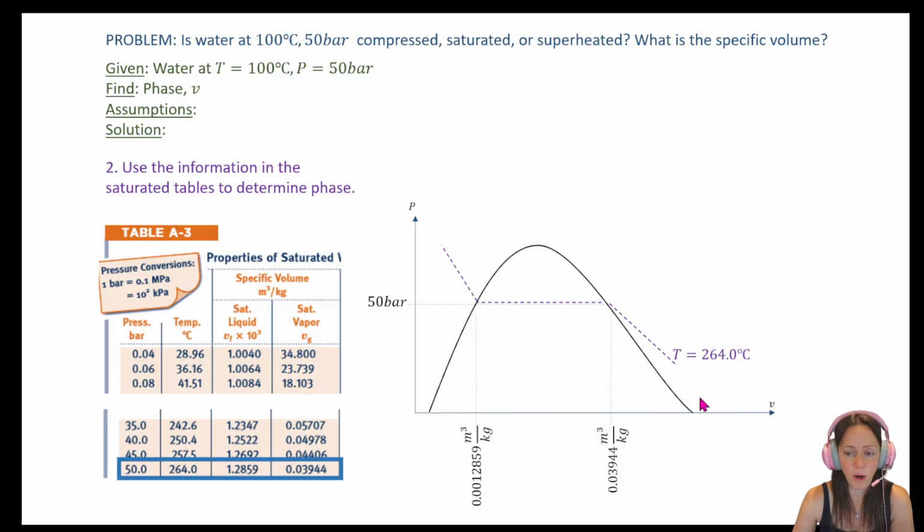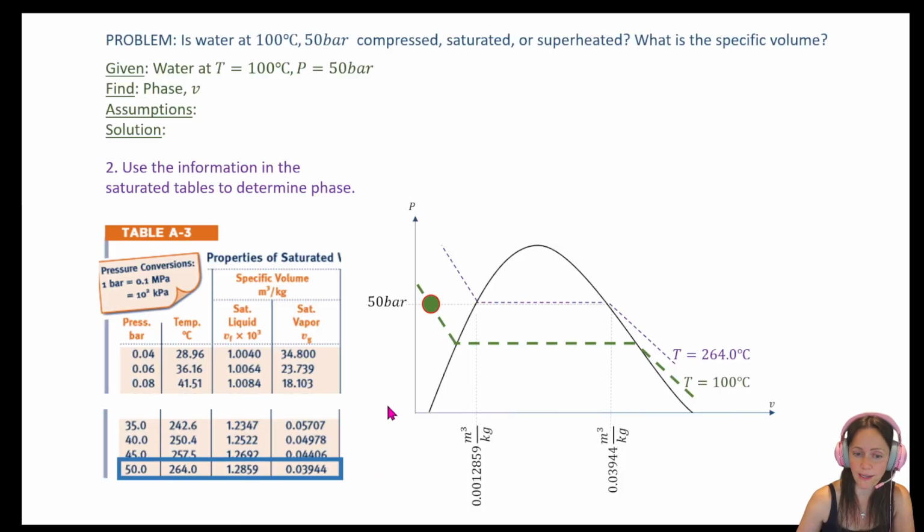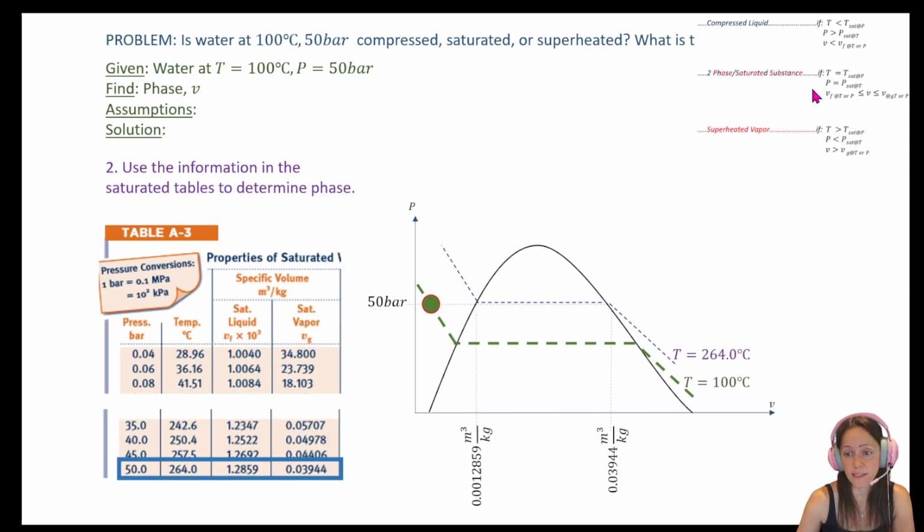Okay, well, I am clearly not in the two-phase region. I'm at 100 degrees Celsius, so let's draw a line of constant temperature corresponding to that. And I can see that it crosses the 50 bar line in the compressed region. So the rule that tells me what phase I'm in: at 50 bar, the saturation temperature is 264, and my temperature is 100. So 100 degrees is less than 264 degrees Celsius.